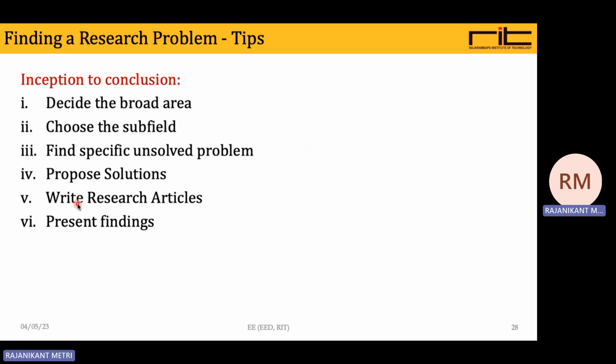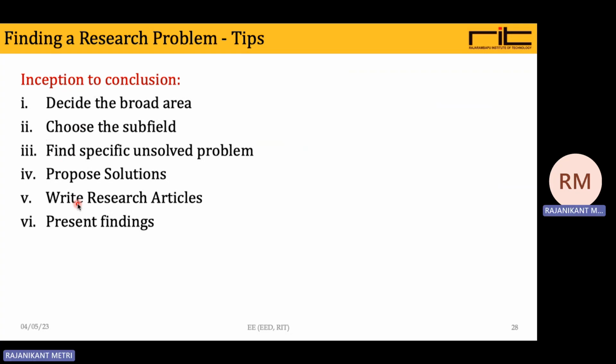Then the fifth step is write the research articles. Once you have proposed the solutions, they should be validated, and one way to validate them is through the research community. For that, the researcher has to write the research in terms of publications, maybe in international conferences, national conferences, or peer-reviewed journals, international journals or national journals. So this is the second last step, writing research articles.